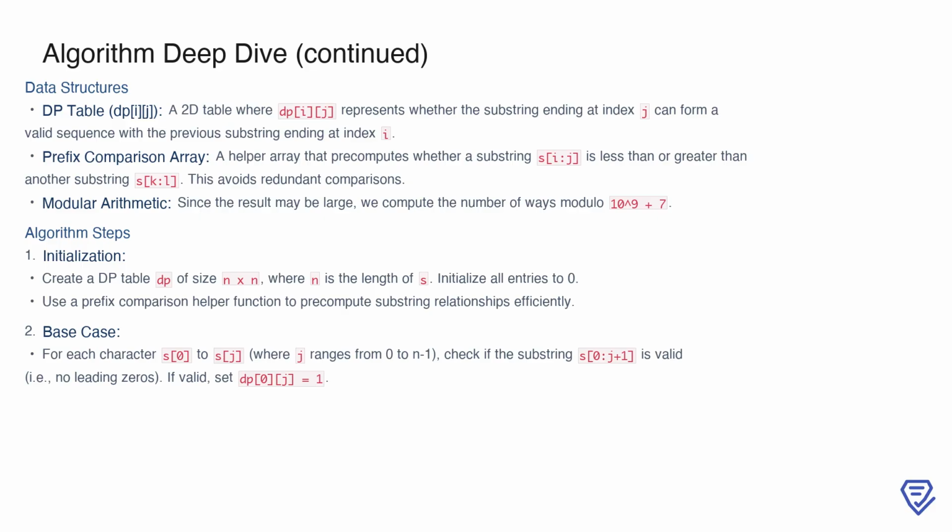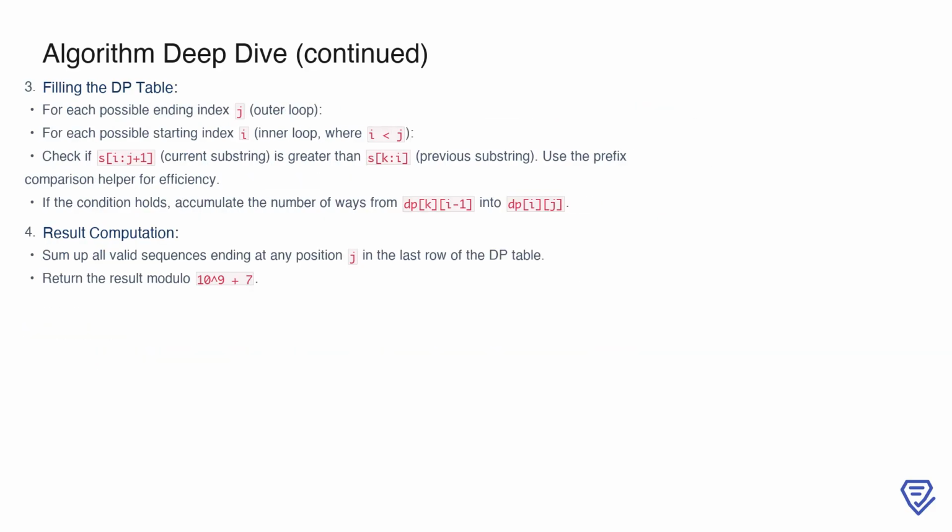The algorithm begins with initialization, where we set up the dp table and pre-compute substring relationships. The base case involves validating substrings starting from the first character. For instance, if a substring from s[0] to s[j] has no leading zeros, it can initialize the dp table with a valid count. The core of the algorithm lies in filling the dp table.